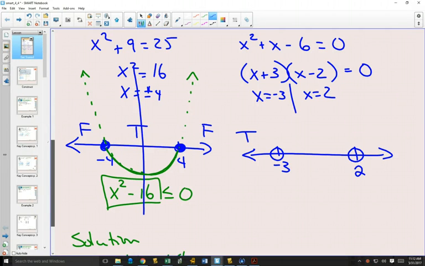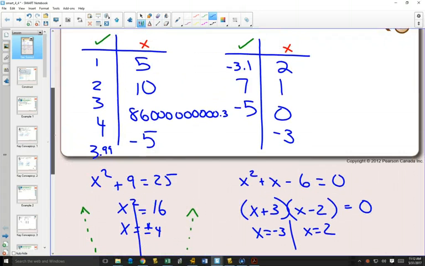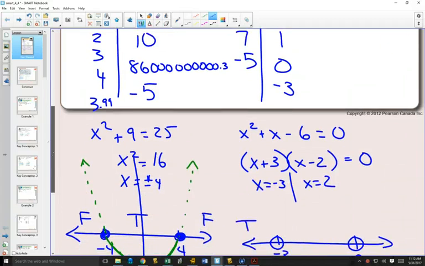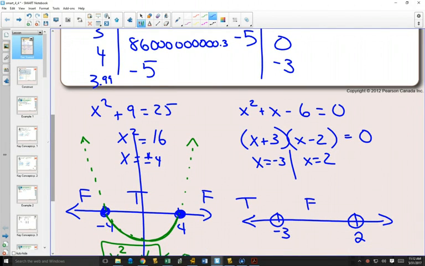And we checked between negative 3 and 2. Did we check any of those numbers? Yes, we tried 0 and 1. They did not work, so everything in this section is false. Did we try anything larger than 2? Yes, and we found out that that worked, so that section is true.